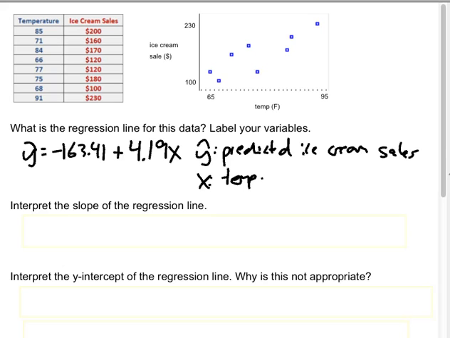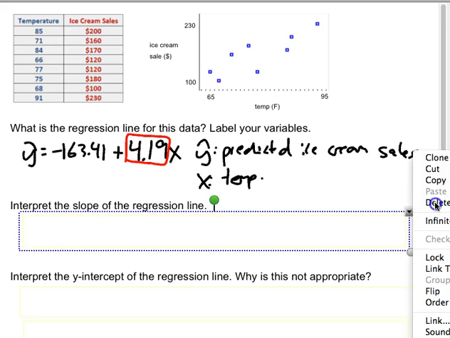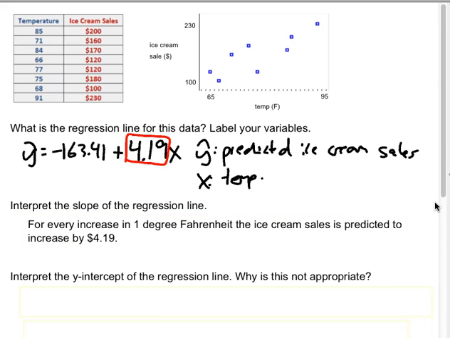Interpret the slope. Slope is always the number with x, okay? Always. So if I'm going to predict this, remember slope says for every increase of 1 x, so when the temperature increases by 1, it tells me how y is changing. So my ice cream sales are increasing by $4.19. So for every increase in temperature of 1 degree, ice cream sales are predicted to increase by $4.19.